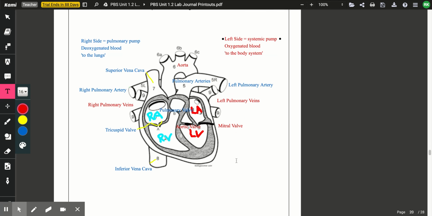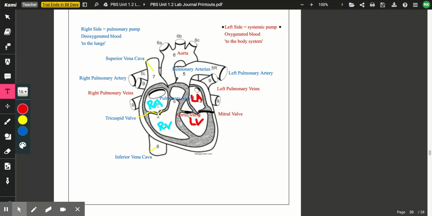The heart also has four chambers. Now I've represented it with abbreviations here, but I want you to write them all out or to know the words. So four chambers: two atriums, two ventricles. So we've got the right atrium and we've got the right ventricle. And then we've got the left atrium, this chamber here, and the left ventricle, this chamber here.